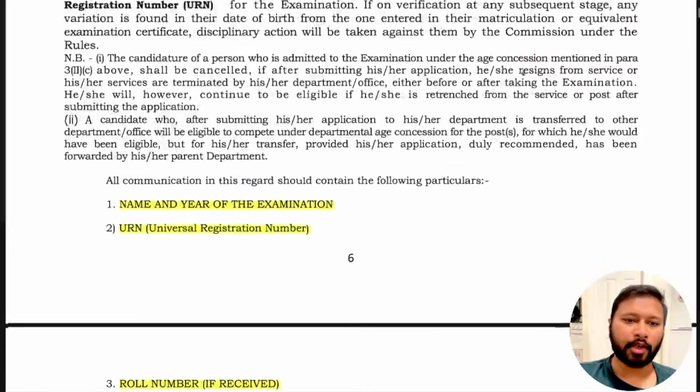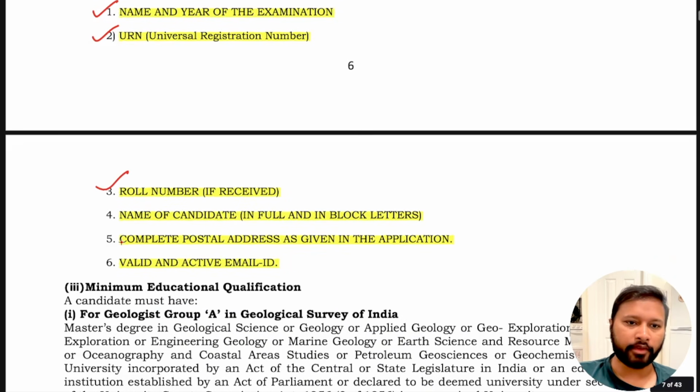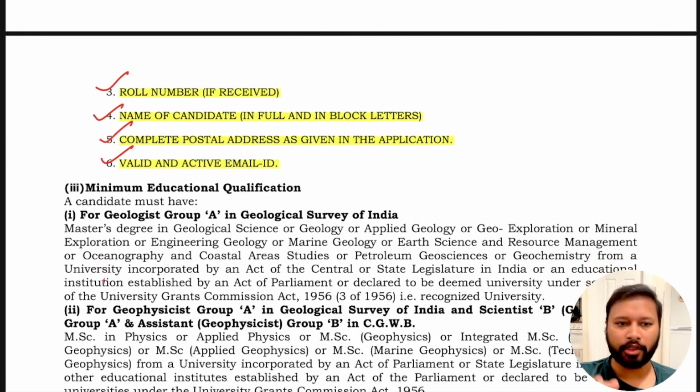And coming down, what are the important particulars for you? Your name and the year of examination. This is how you are going to contact UPSC. If you need any communication with UPSC, you have to mention these things: your name, year of exam, which is 2026, then your universal registration number, which you will get on form filling, your roll number if you have received it, your name as the candidate, then complete postal address and a valid and active email address. These things can be used in case you have any query and you want to ask UPSC. That's how they are going to track your details.